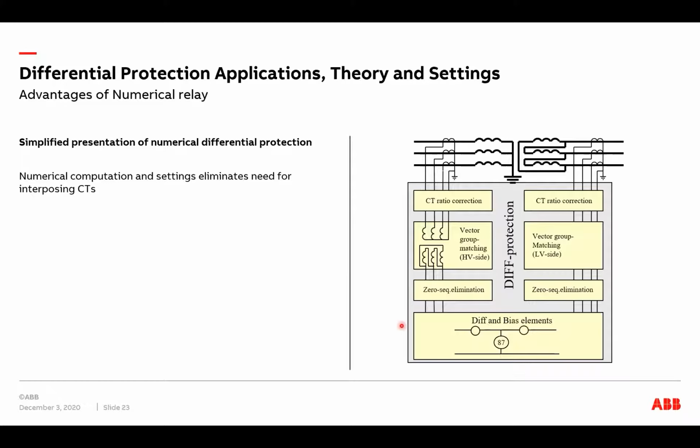After that, the differential and the bias current is calculated, and the operation is based on those measurements. So the takeaway with this is that if you're replacing an old relay with a new one, we don't need to use the interposing CTs anymore, so they can be removed.